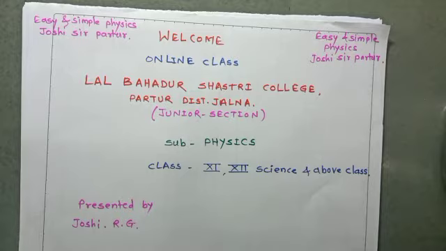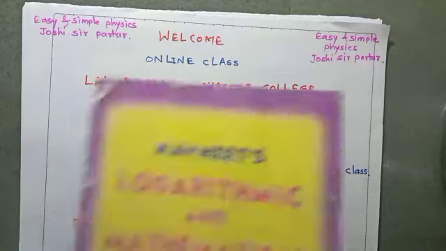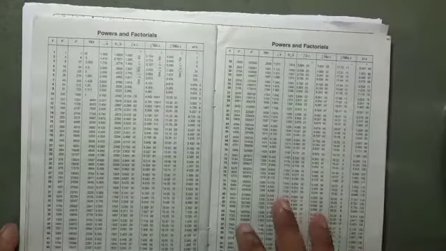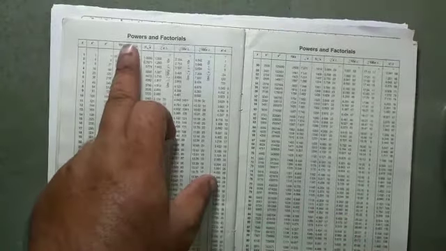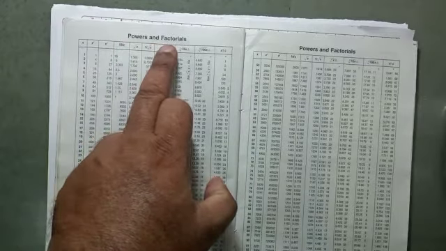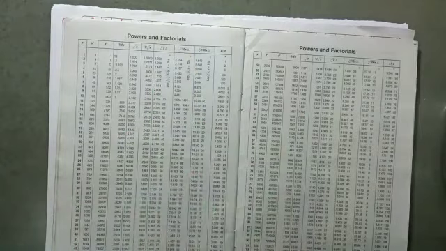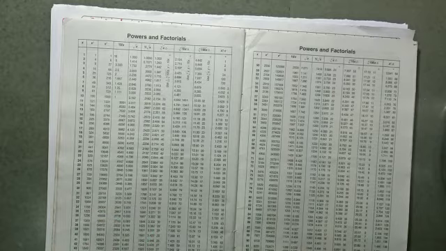Science class. Today we have to learn the logarithmic and mathematical tables. In this logarithmic and mathematical tables, we have learned powers and factorials. So, powers and factorials is a very quick process which is useful for solving the numericals.